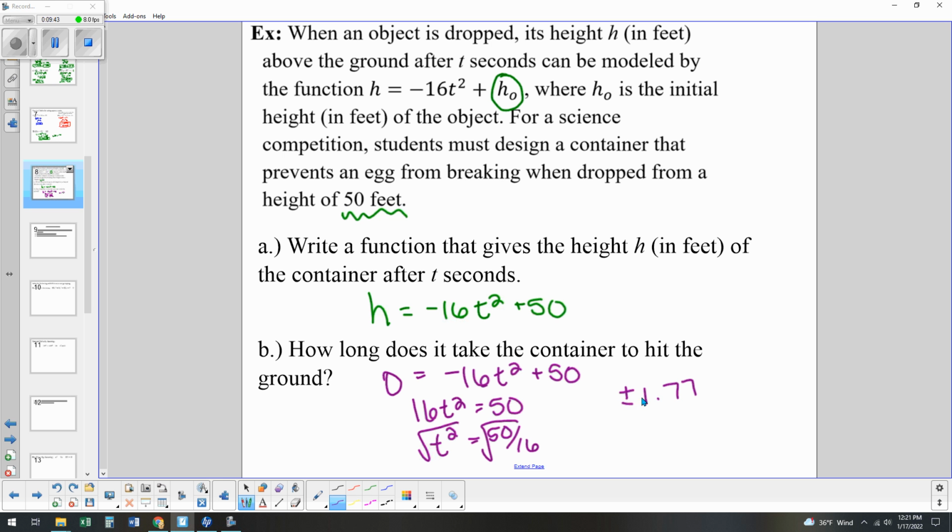So we know that it can't be a negative time, right? Can't have a negative 1.77 seconds, so it's the positive. That's our answer.